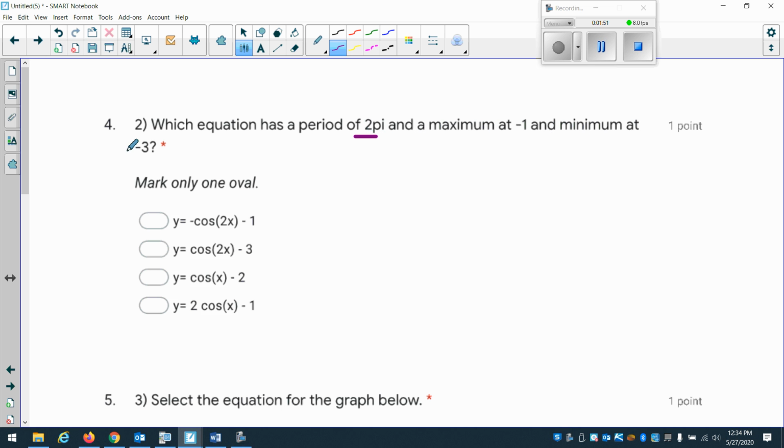Okay. Then if we look at number 2, which equation has a period of 2 pi, maximum at -1 and minimum at -3. So 2 pi, again, if that's period of 2 pi, equals 2 pi over b, cross multiply and divide, you end up with a b value of 1. So right now we can eliminate those two. So now we want to see which equation will have a period of 2 pi, maximum at -1, minimum at -3.